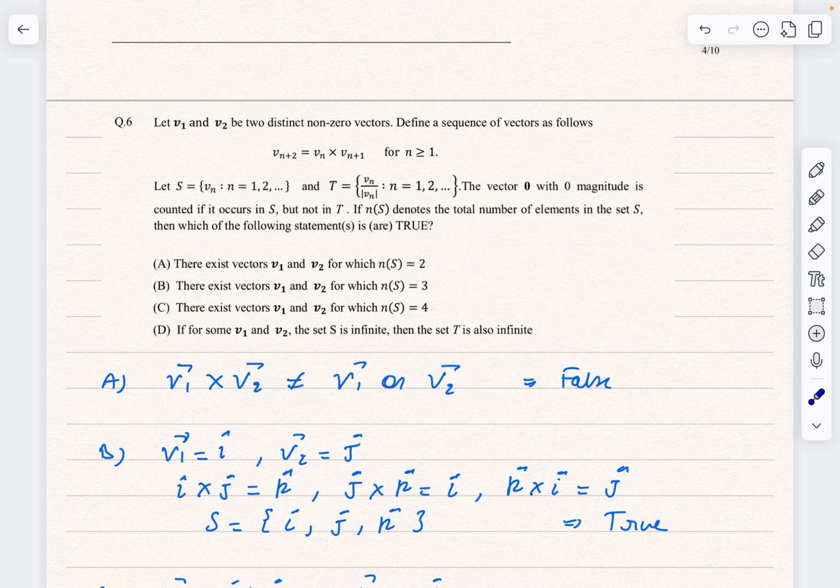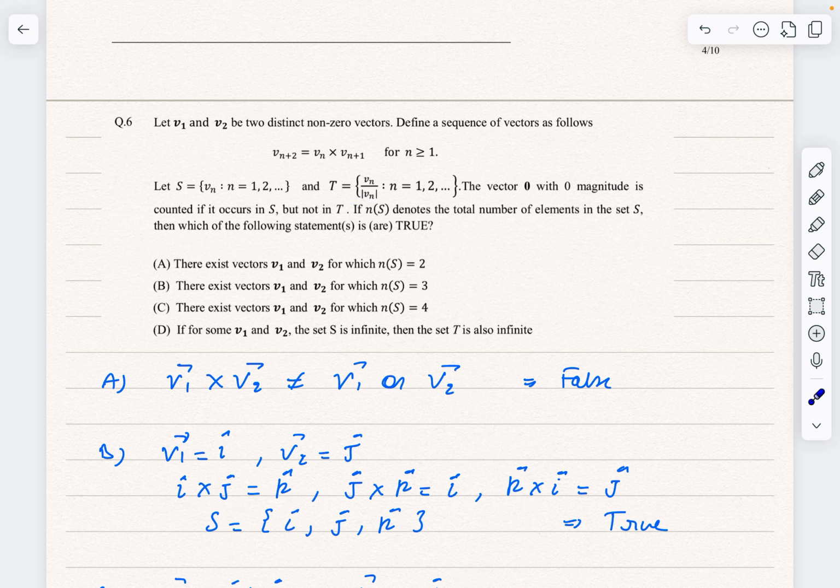Question number 6, this is the sixth problem. This says v1, v2 are two distinct non-zero vectors, and we define a sequence of vectors as follows: Vn plus 2 is Vn cross Vn plus 1 for n greater than or equal to 1. S is the set of vectors Vn, and T is the set of unit vectors of Vn. So whichever vector you have here, we find their unit vector and make a new set T. And this says that if a vector in V is a zero vector, then we can't find its unit vector, so those vectors are excluded from T.